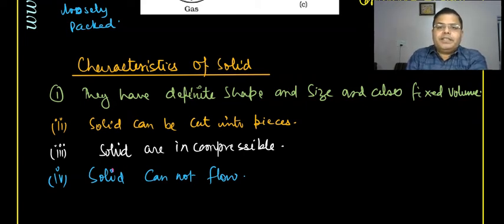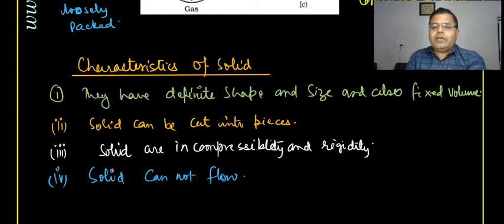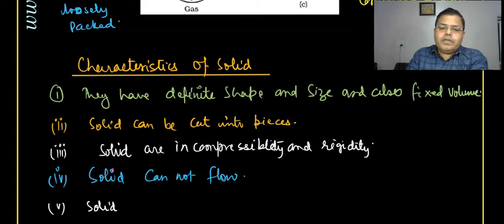Solids have rigidity. Rigidity means they are rigid and do not change. So solids have incompressibility and rigidity. These are the characteristics of solids. Solids are incompressible and rigid. They also have a definite boundary. Solids have distinct boundaries.